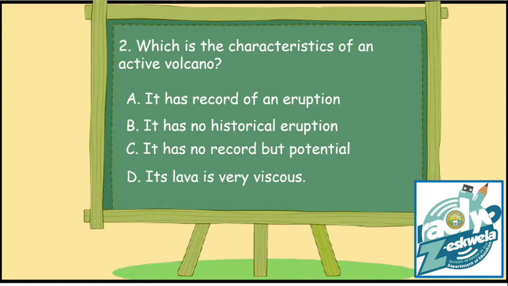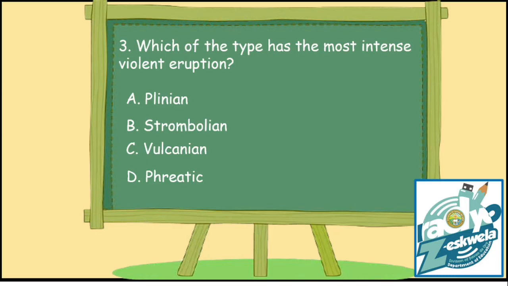Number 3. Which of the type has the most intense violent eruption? Letter A, Plinian. Letter B, Strombolian. Letter C, Volcanian. Letter D, phreatic.